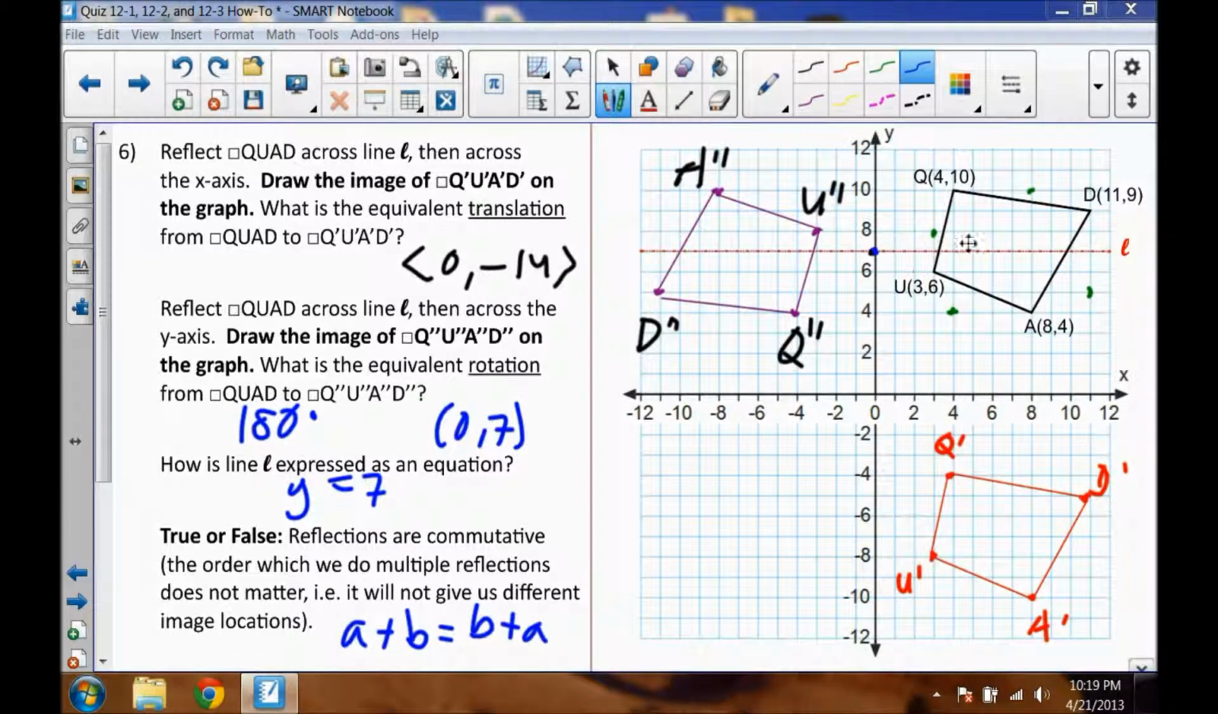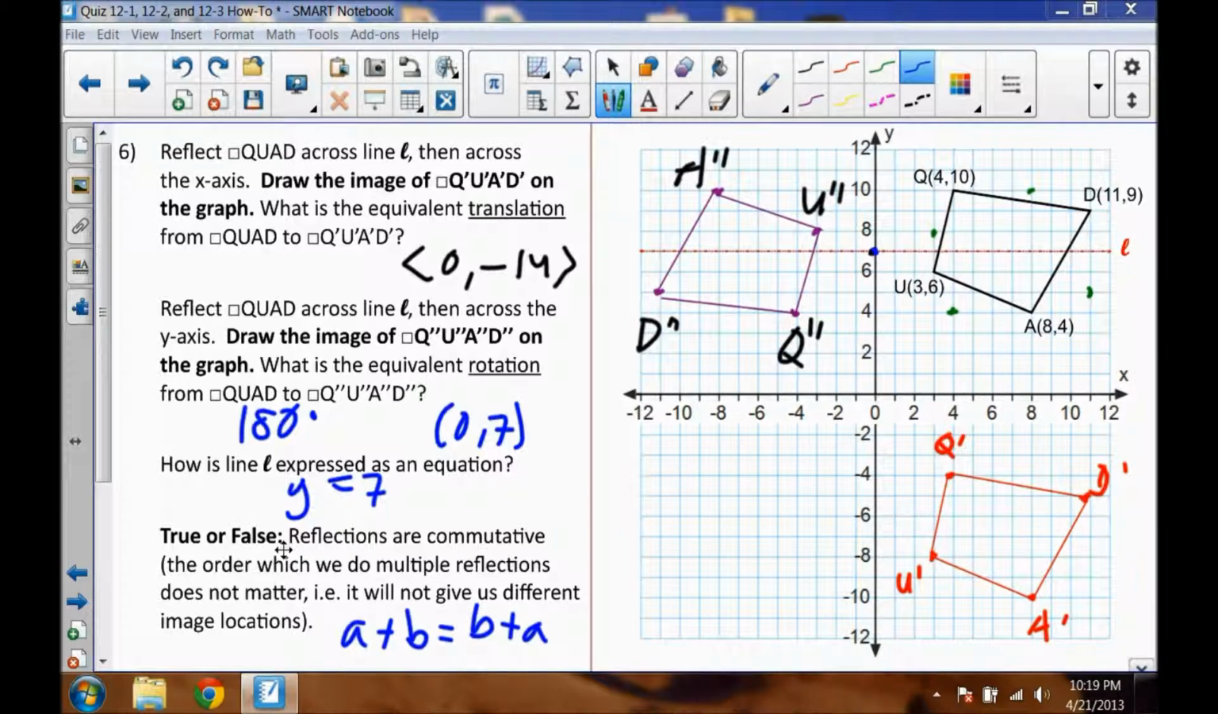Okay, part 3. Let's see if we can finish it off. If I reflected this across the x-axis first, it ends up somewhere down here, not this exact thing. And then if I reflected it across line L, it would go way up here. So that's obviously different from this. So the answer is definitely not always true.